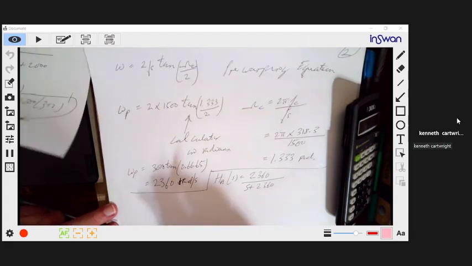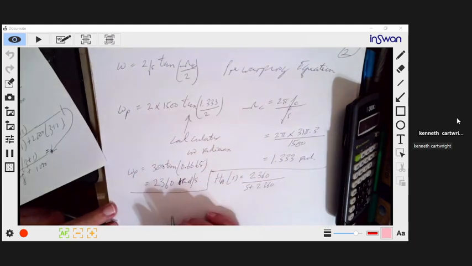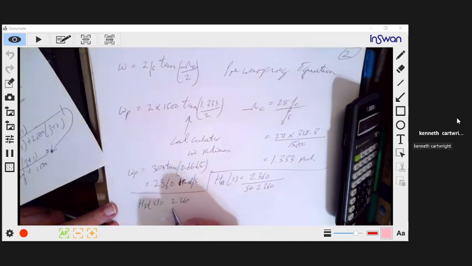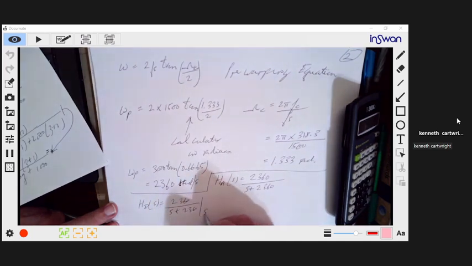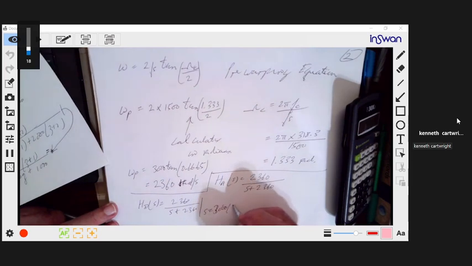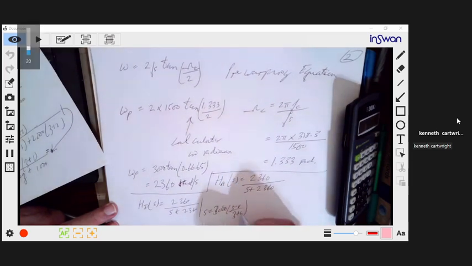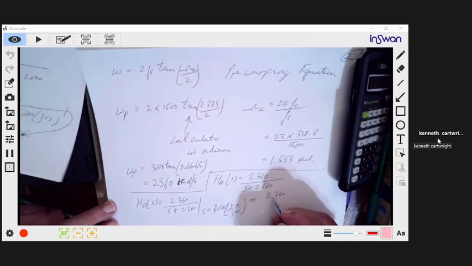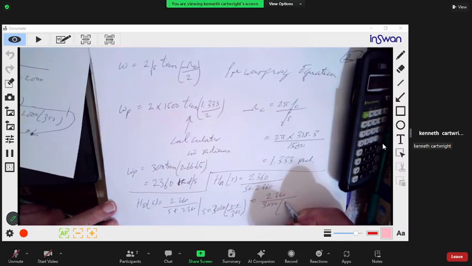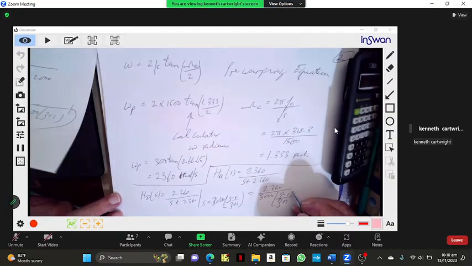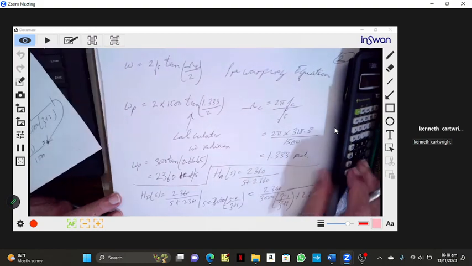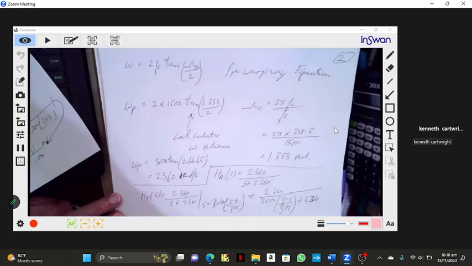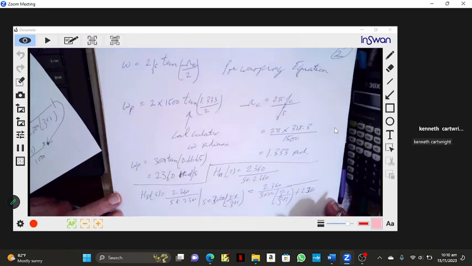And so we apply the bilinear transform. H_D of z becomes 2360 over s plus 2360, where s is still 3,000 times z minus 1 over z plus 1, which is 2360 over 3,000 times z minus 1 over z plus 1 plus 2360. Take a snip, please, because I'm moving on to page 3.